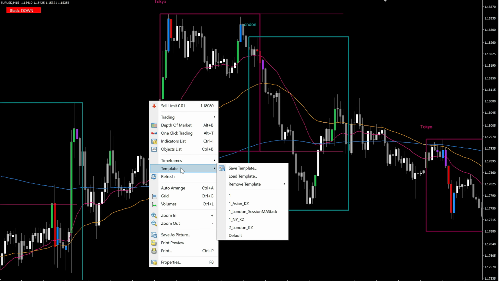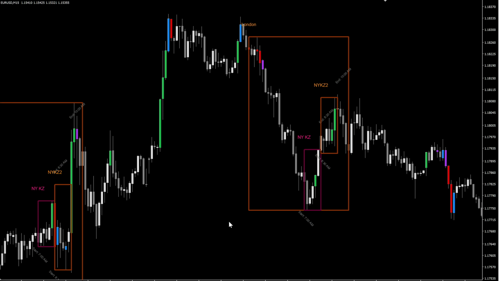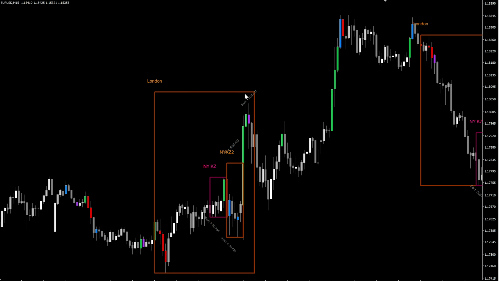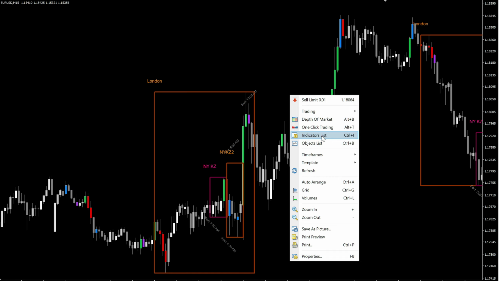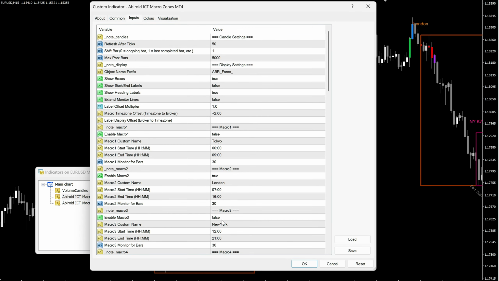Let's try the final strategy that I just keep an eye on. It's this New York kill zone. Once London starts, after that the New York session will start. Turn that on.